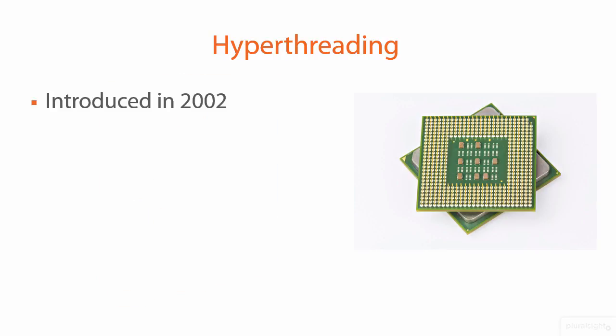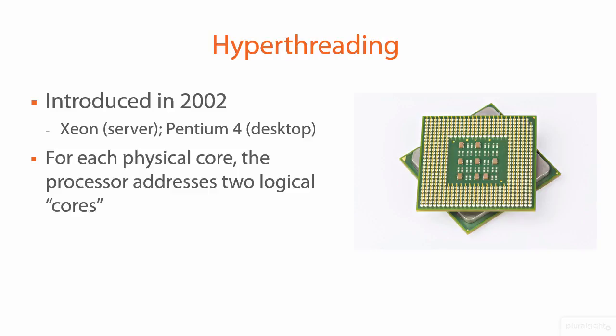Well, hyperthreading's always struck me in somewhat the same way, but believe it or not, it's still around. And it's pretty mature as a technology. It came about in the early 2000s with the Intel Xeon server processors and the Pentium 4 desktop processors. And what hyperthreading does, it mimics a multi-core situation. Remember, in 2002, all processors had just a single core on them. But in hyperthreading, for each physical core, the processor creates 2 logical cores.